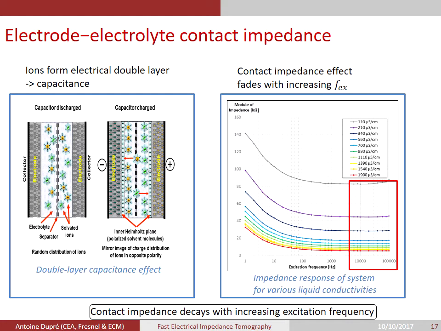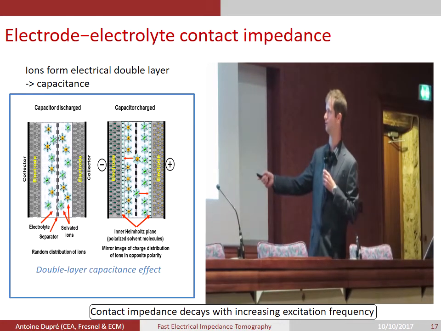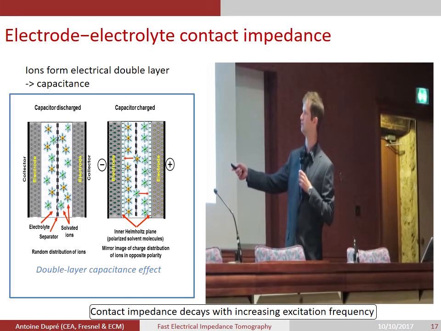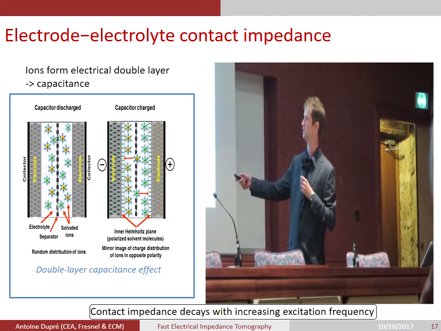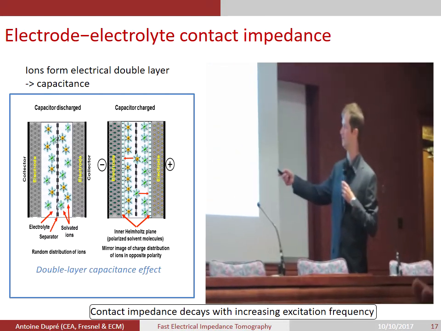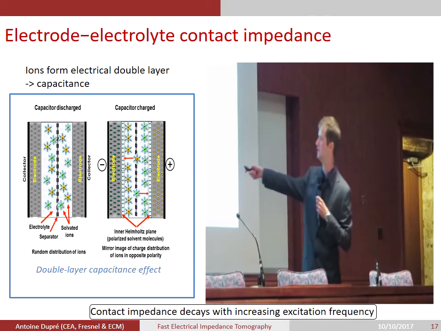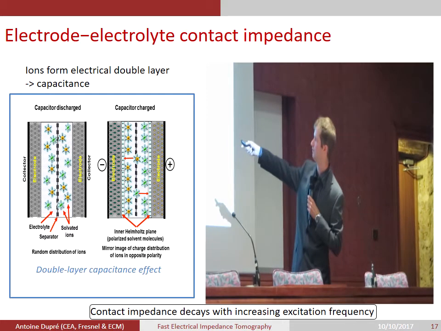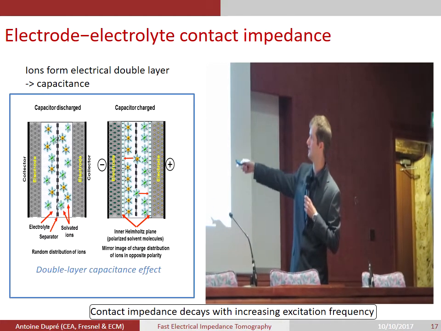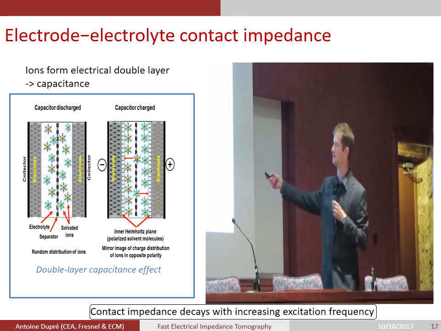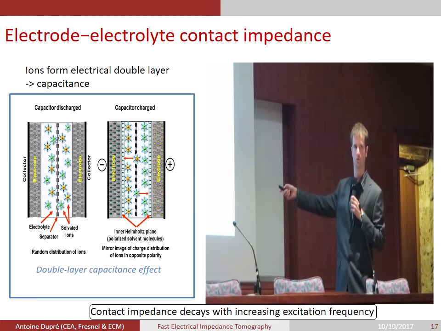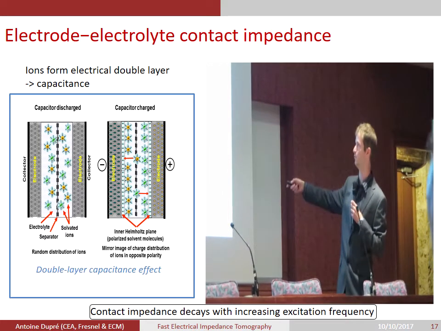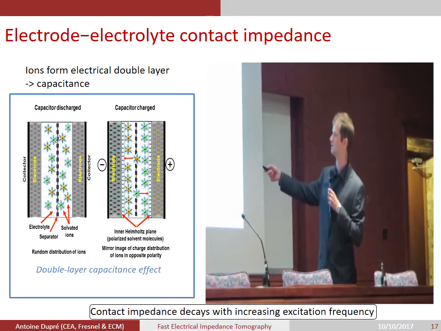The second possible option is the electrode-electrolyte contact impedance. It's a phenomenon that occurs when you have an electrical current in an ionic solution. At the interface between the electrode and the ionic solution, under the influence of the electrical field, the ions will arrange and form an electrical double layer. This will act as an additional capacitance to what is in the model. So I had to study this effect.